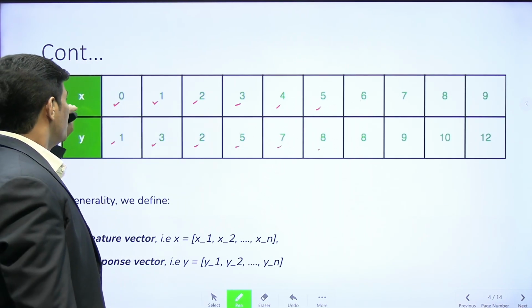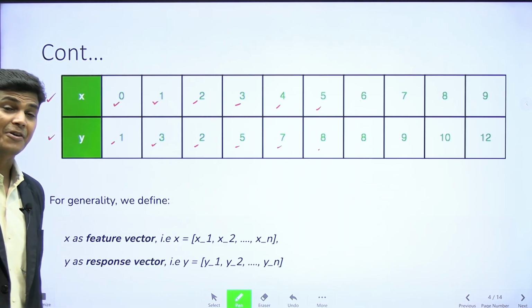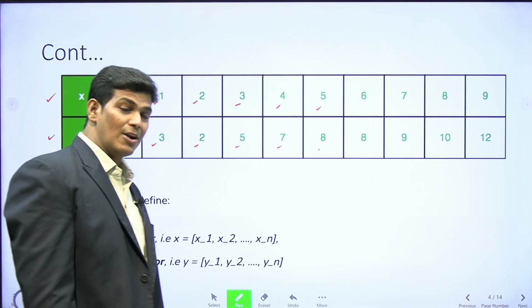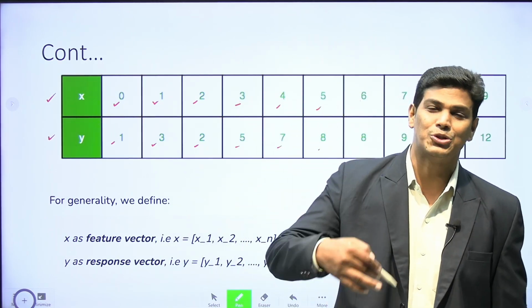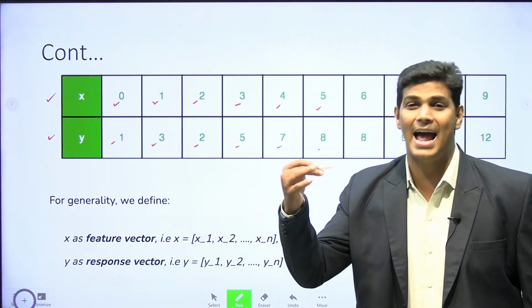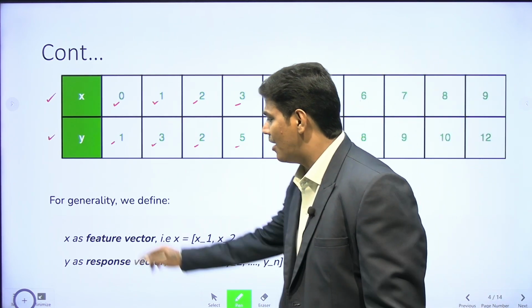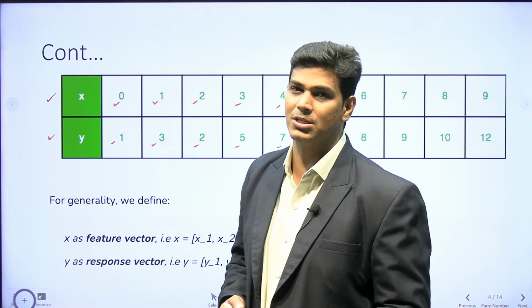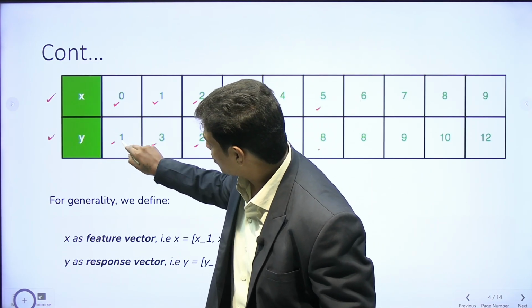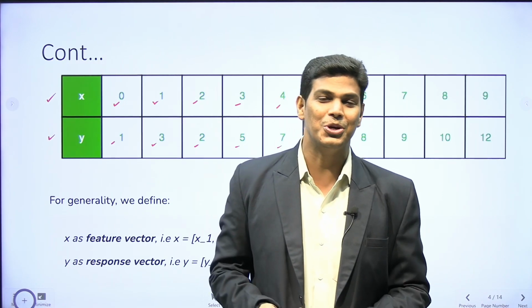So the value of x is known as the feature vector, and it is always denoted by x1, x2, x3, x4, up to xn. But in the case of y, it is called the response vector. Why is it called the response vector? Because y equal to 1 is the response to x equal to 0.